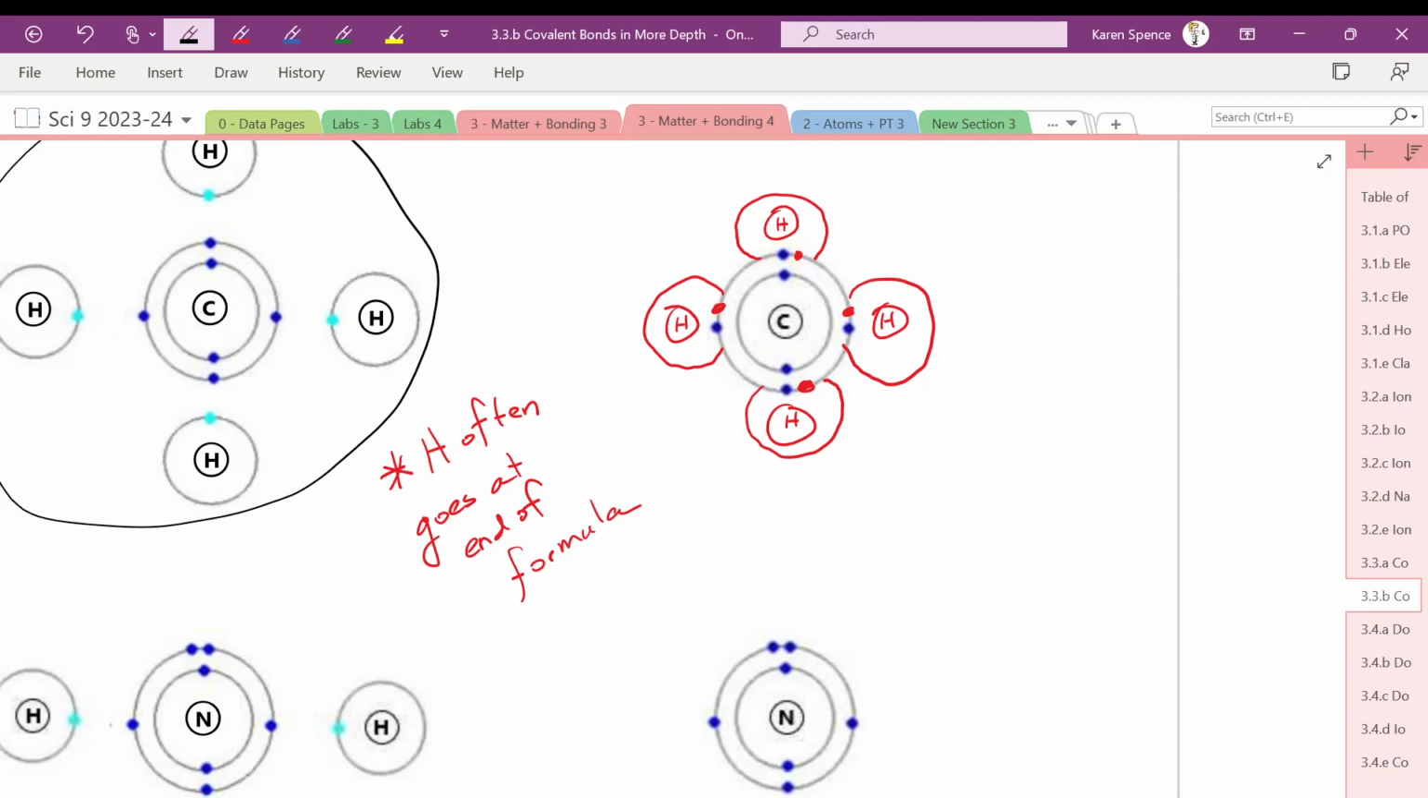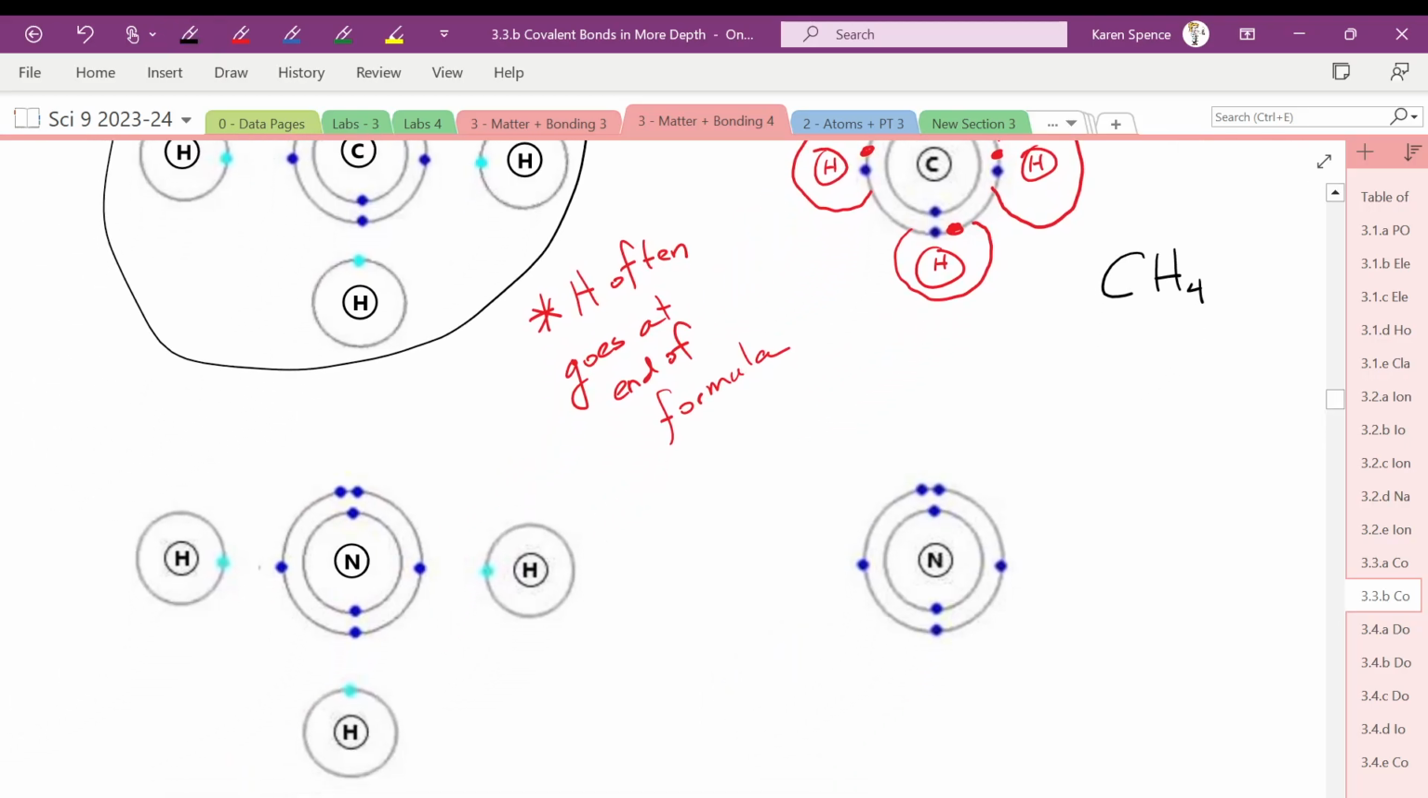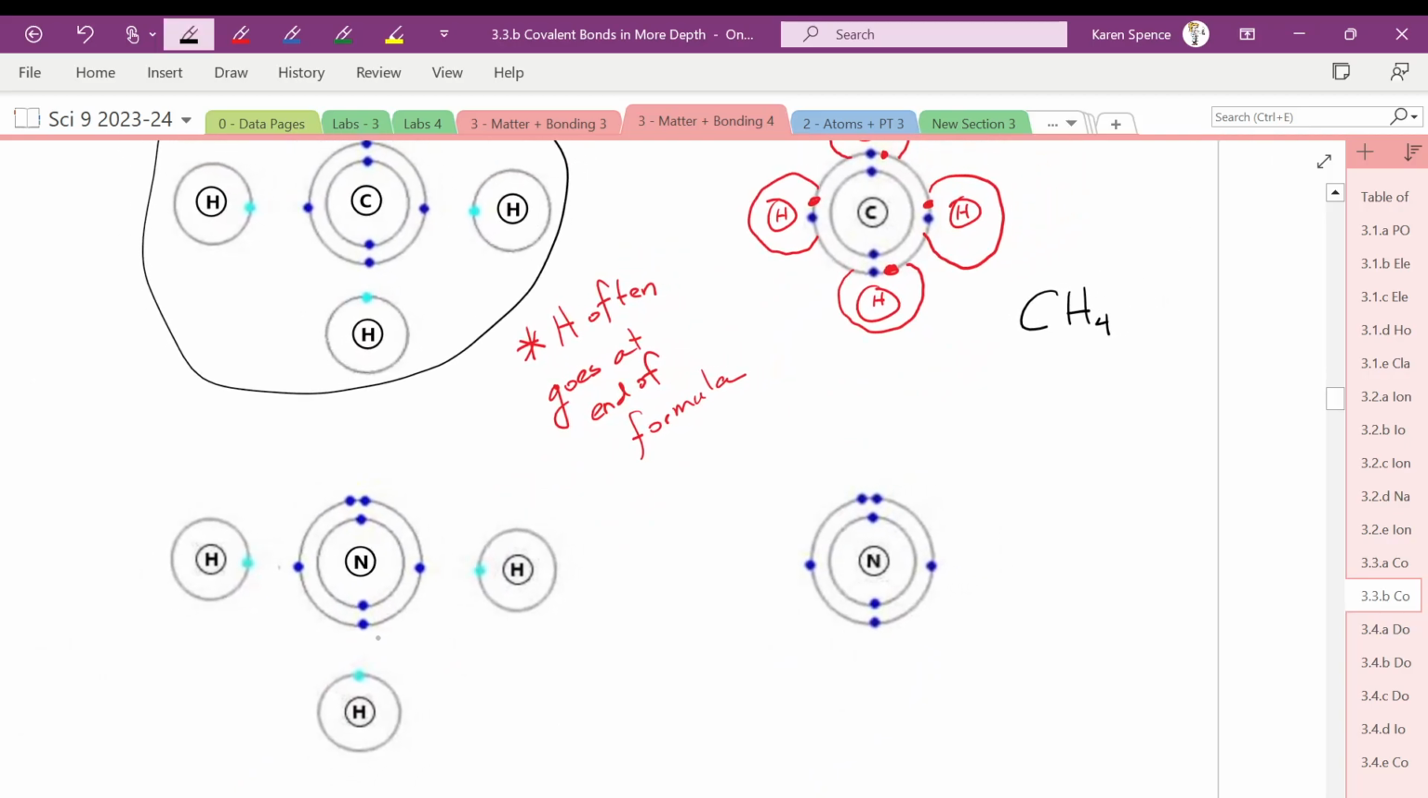Yes. Formula would be CH subscript 4. Is good? Okay. N is here. And how many holes are in the N atom's valence shell? 3. So how many hydrogens will you need to fill that up? 3. Could you draw the molecule formed by nitrogen and 3 hydrogens?